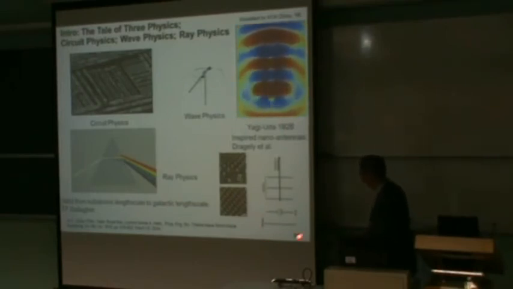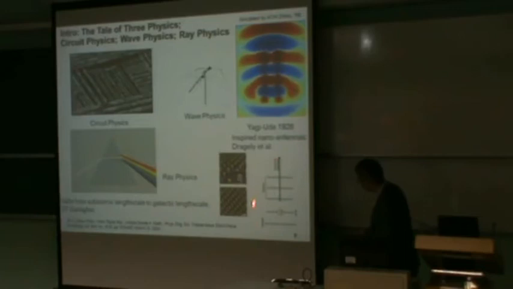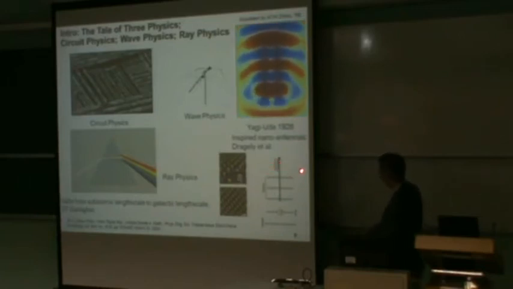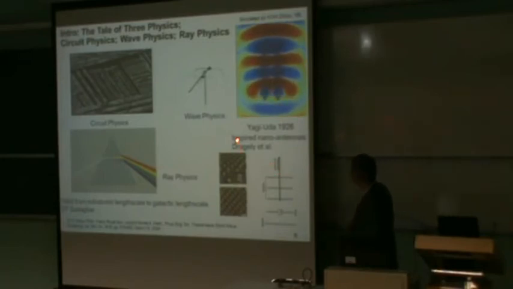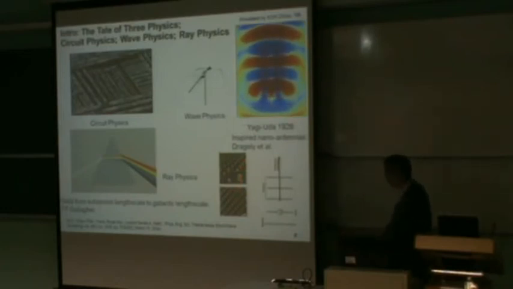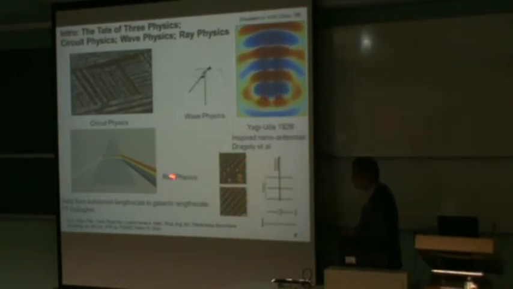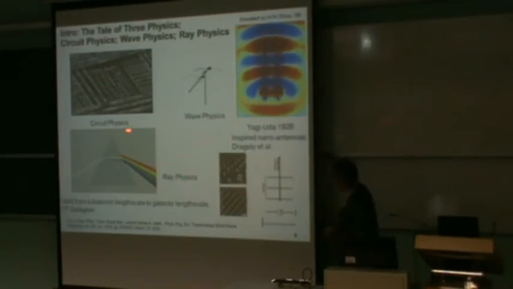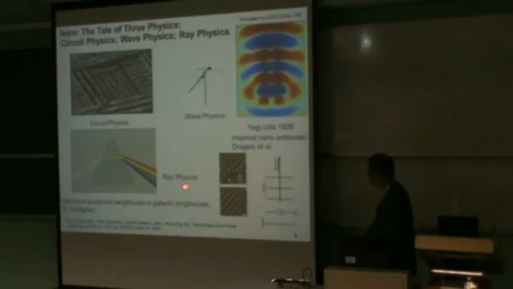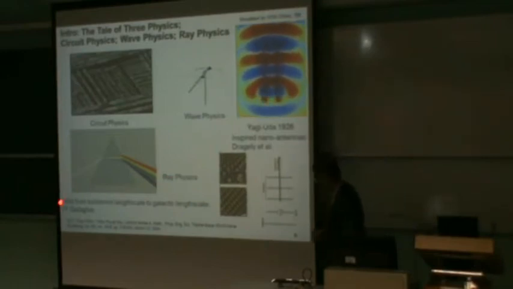You can see many of these antennas and their modifications on the rooftops of many homes in the last two decades or so. And this idea has been picked up by people in nano antennas, making antenna arrays very much like the Yagi-Uda antenna. And if you go to even higher frequencies, when the wavelength is very short, I call that the regime of ray physics, where electromagnetic waves behave like particles and travel in a straight line.